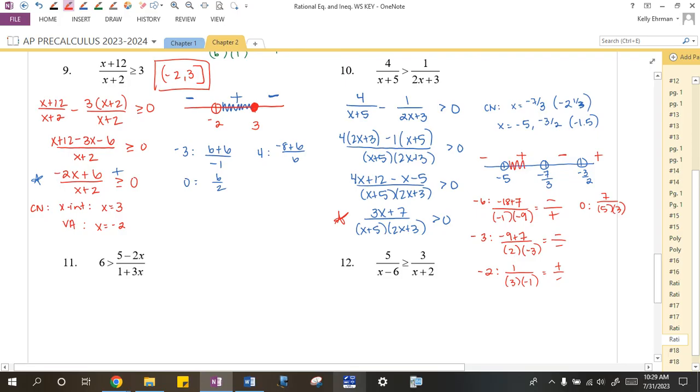We want the positive sections for this problem because it's greater than. So I'm going to write my answer up here by the problem. So my solution set is -5 to -7/3 and -3/2 to infinity.